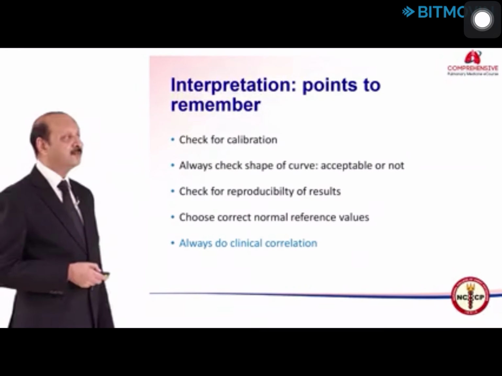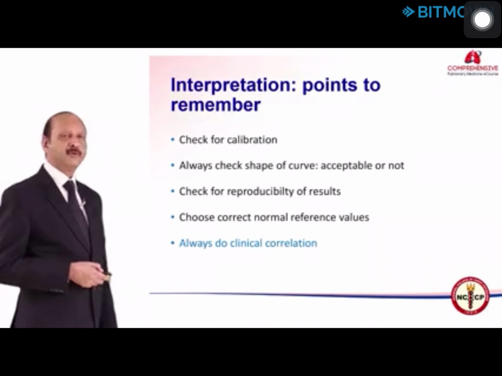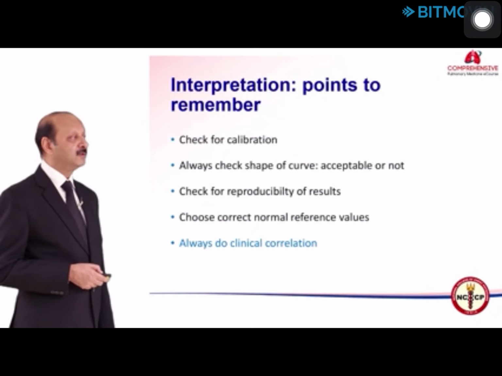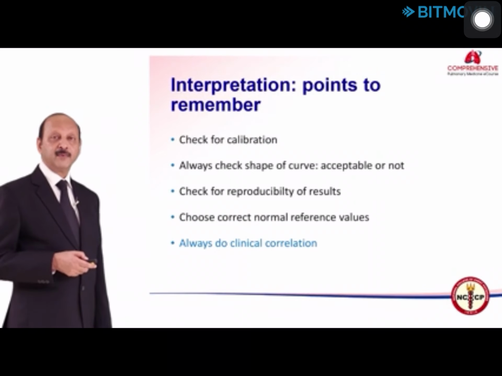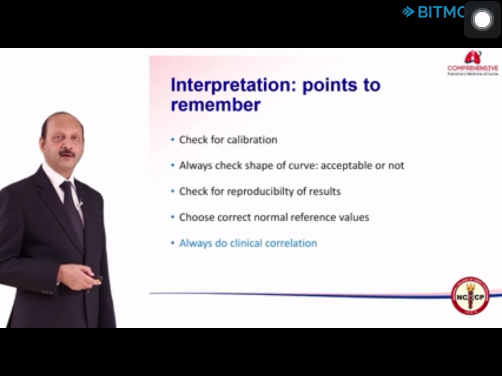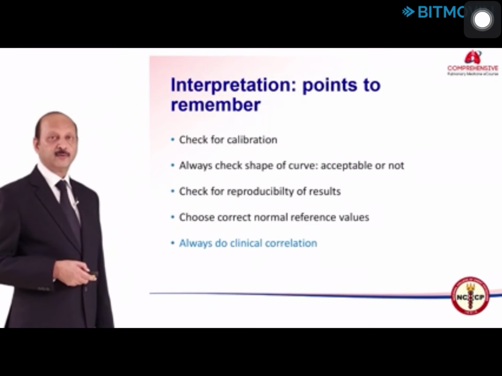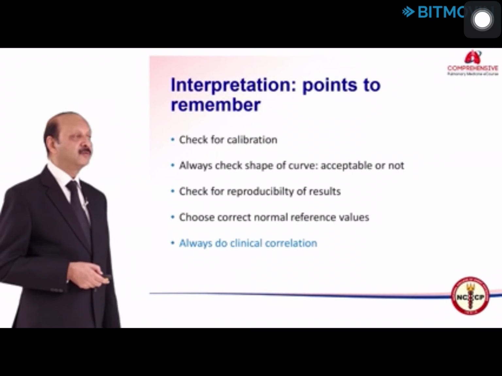After the calibration has been done, the acceptability and reproducibility of the curve have been checked, and we have chosen the correct reference values, the next important step is always to do clinical correlation, whether the patient has come to us for preoperative evaluation, for an interstitial lung disease, or for bronchial asthma. It must be done so that it will help us in the analysis of the diagnosis of the patient. And the borderline values must be reported with caution.